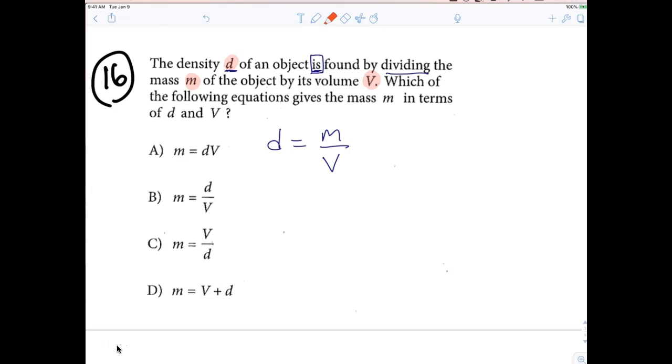If I'm looking at this right here, and I'm trying to get m by itself, the v is in the way, right? Because look, this is supposed to be by itself. The v is in the way. Do you agree? So what does a fraction bar mean again? How do I undo division? I'm going to multiply both sides by v.